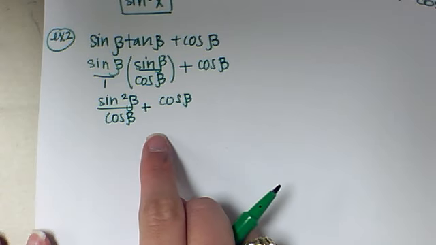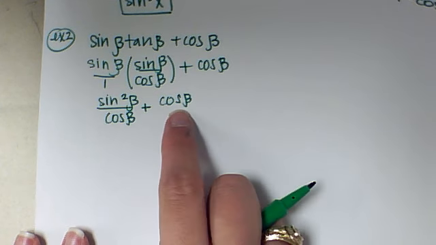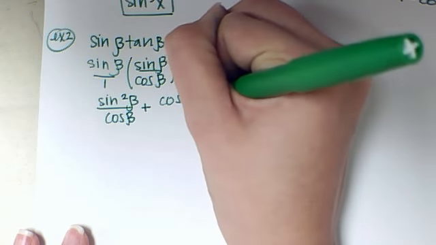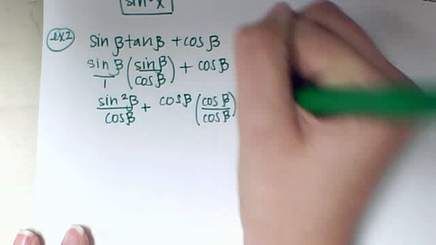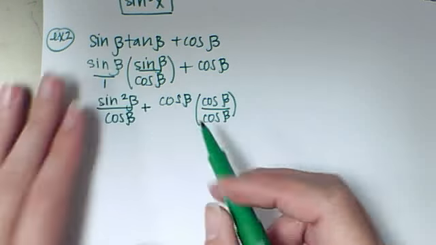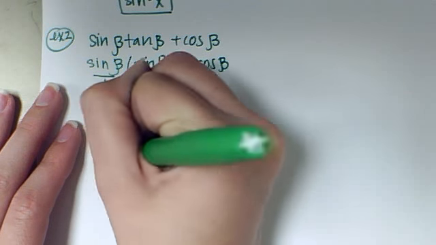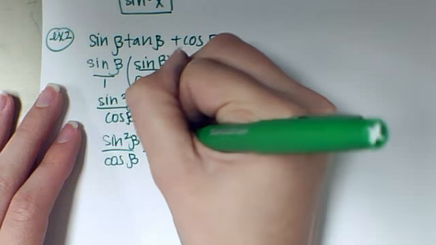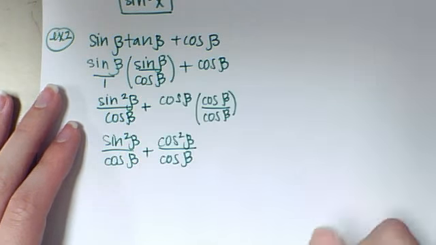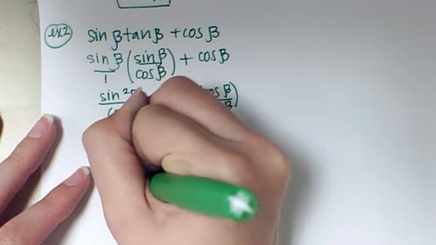To be able to add two things together where one is a fraction and one isn't, I need a common denominator. So if I want this one to have a denominator of cosine of beta, I've got to multiply by cosine of beta over cosine of beta. That's like multiplying by 1. I'm only doing it on this piece here so that I can get that common denominator. I'm going to recopy down this first part. And cosine times cosine is cosine squared over cosine of beta. When I do that, I have cosine squared plus sine squared on the top.